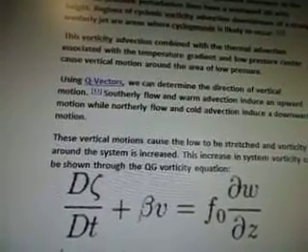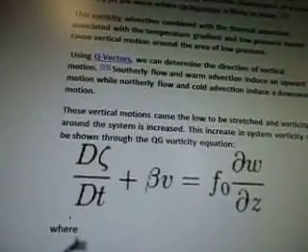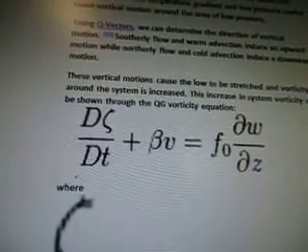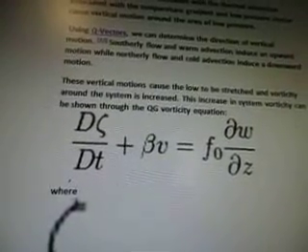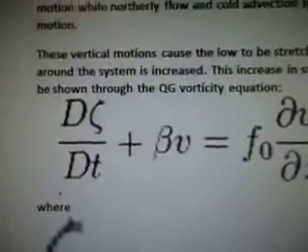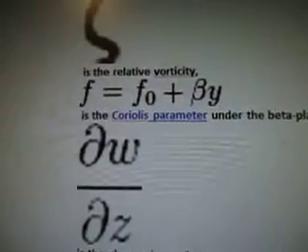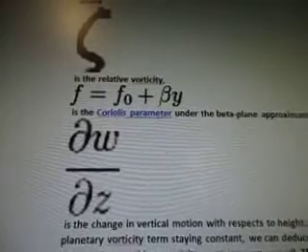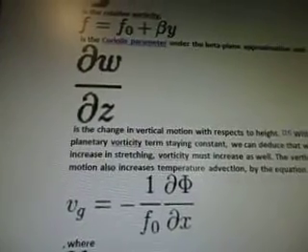Using Q vectors, we can determine the direction of vertical motion. Southerly flow and warm advection induce an upward motion, while northerly flow and cold advection induce a downward motion. These vertical motions cause the low to be stretched and vorticity around the system is increased. This increase in system vorticity can be shown through the QG vorticity equation. And that's what it looks like there, where this is the relative vorticity, this is the Coriolis parameter under the beta plane approximation, and this one is the change in vertical motion with respect to height.